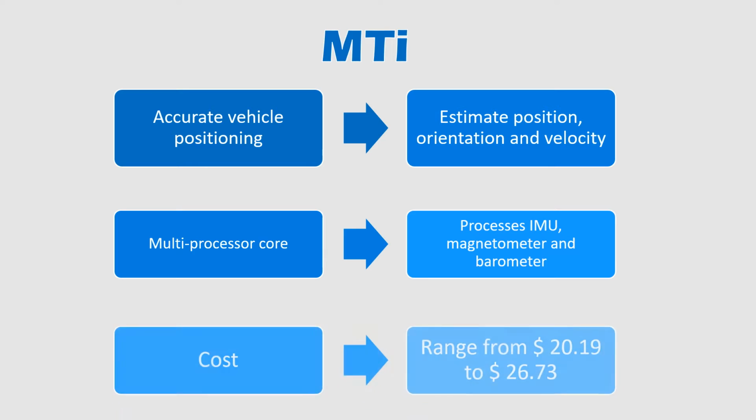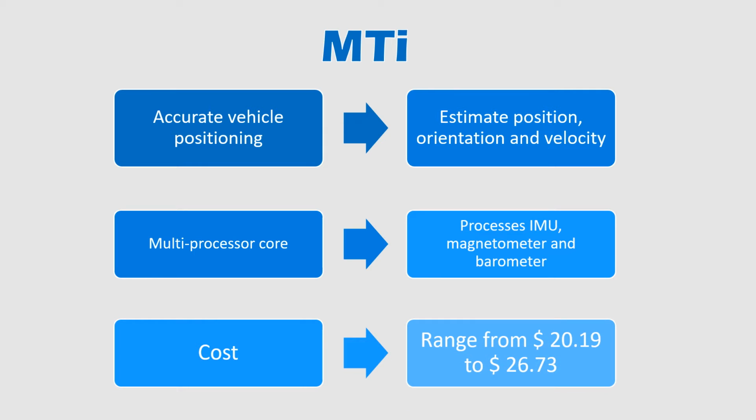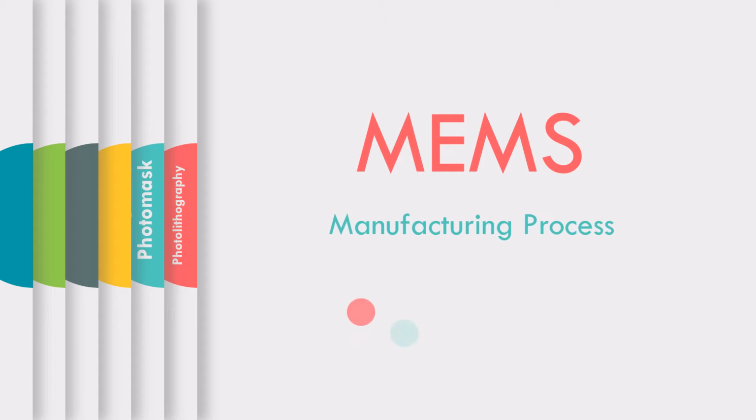The cost of the MTi can range from $20.90 to $26.73, depending on the application. To manufacture this type of MEMS, several steps are required.